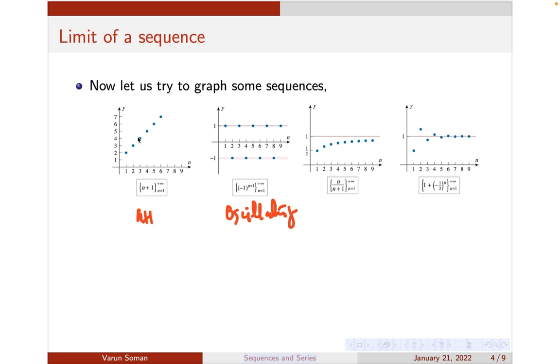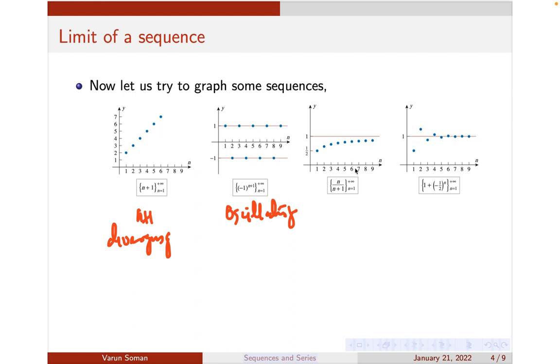You can see that this sequence is going to infinity. Such sequences we will say are diverging. So many terms are associated with this, so just try to understand this. Some sequences will go on to infinity, some sequences can go on to minus infinity, some sequences can oscillate like this.